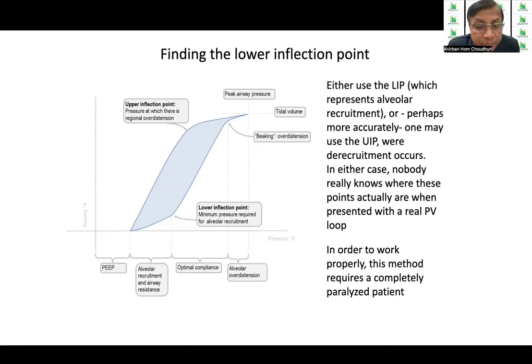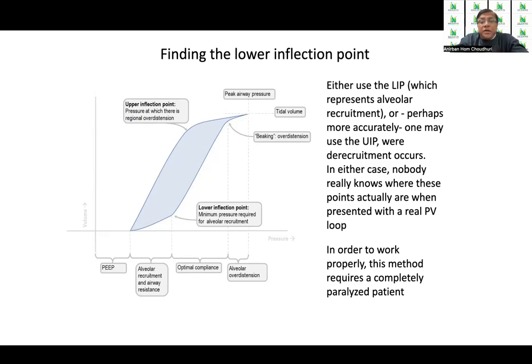So this is the PV loop. As you can see, you can underline the PEEP, the alveolar recruitment and airway resistance, and the optimal compliance, the period that lies between the lower and upper inflection point. Beyond the upper inflection point, it is the area for alveolar distension. At that pressure, the alveoli are actually distended, so you get a beaking of this curve.